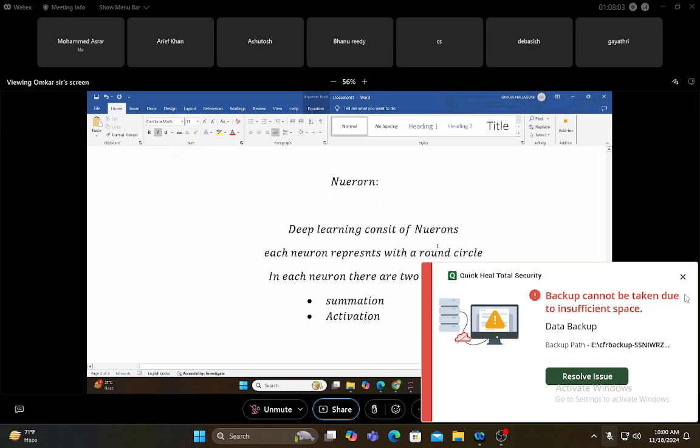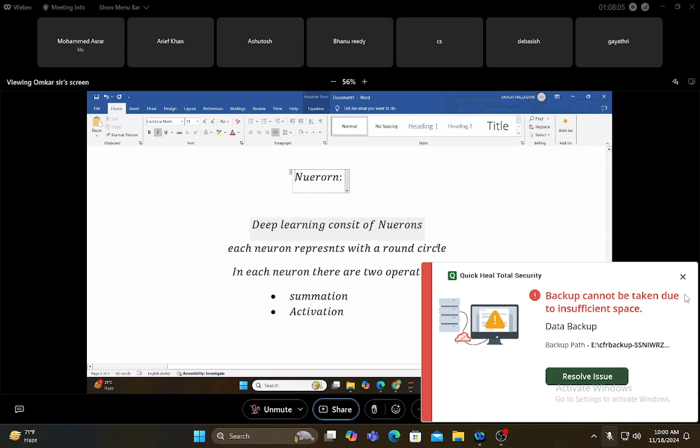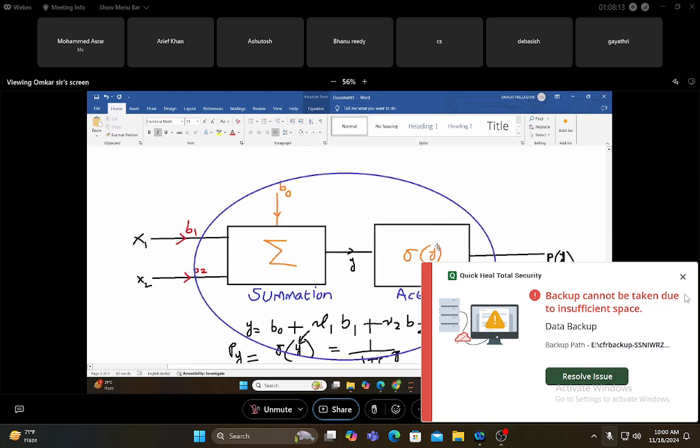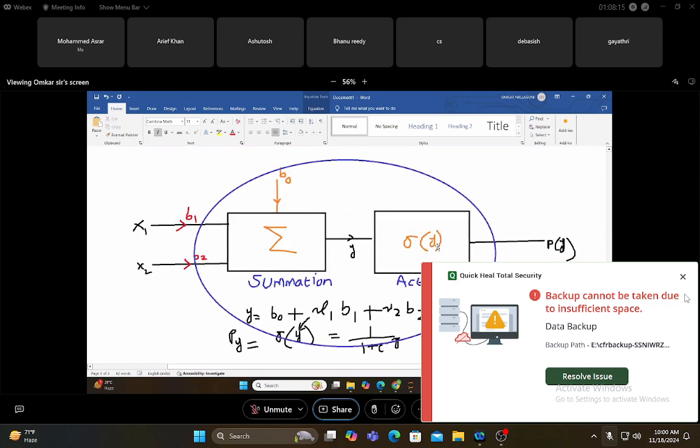Deep learning consists of neurons. Each neuron is represented with a round circle. In each neuron, there are two operations. One is what? Summation and activation. Can you take 1 minute and quickly draw this diagram again without looking? Do it fast.